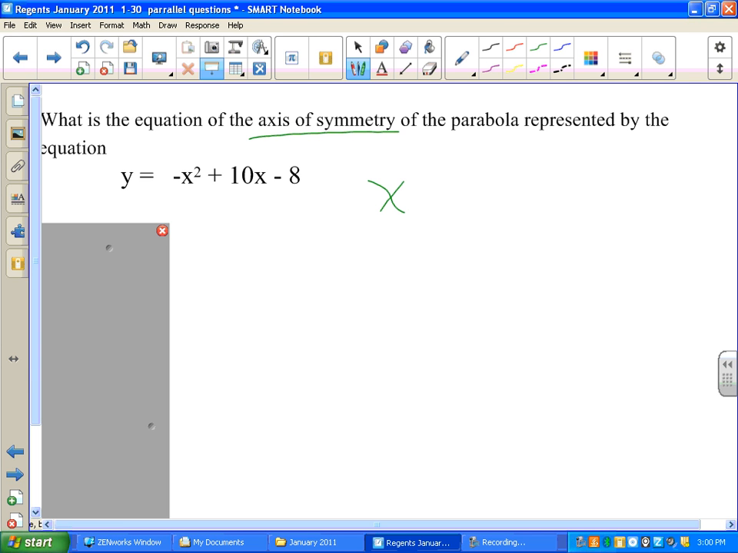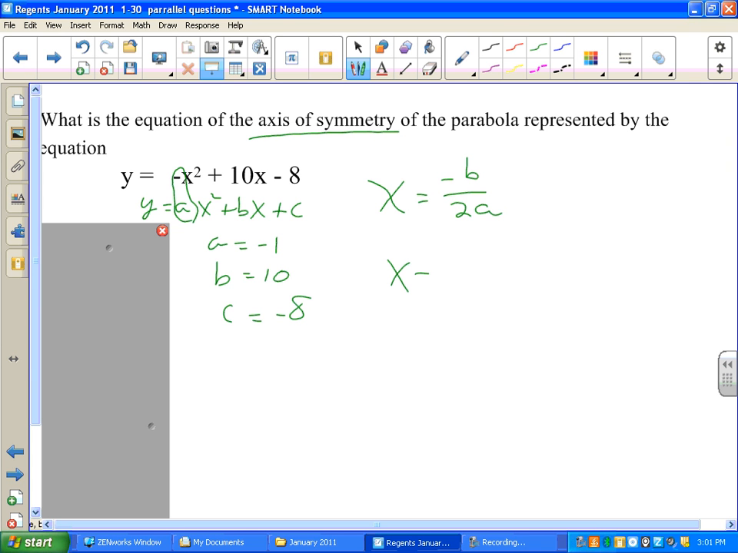The equation for the axis of symmetry is x equals negative b over 2a. Ax squared plus bx plus c. That's the standard form of the equation. So a is -1, b is +10, and c is -8. We're not going to use c in this equation here.